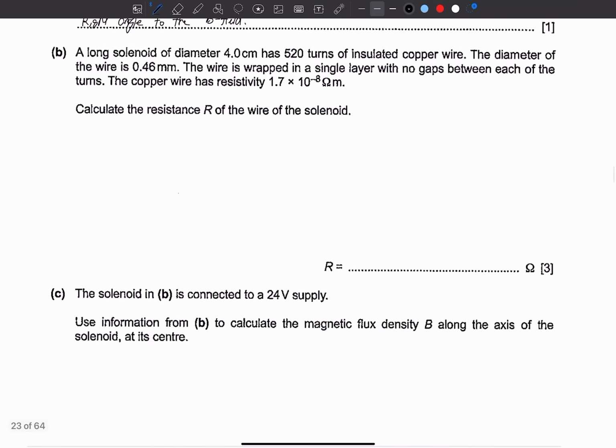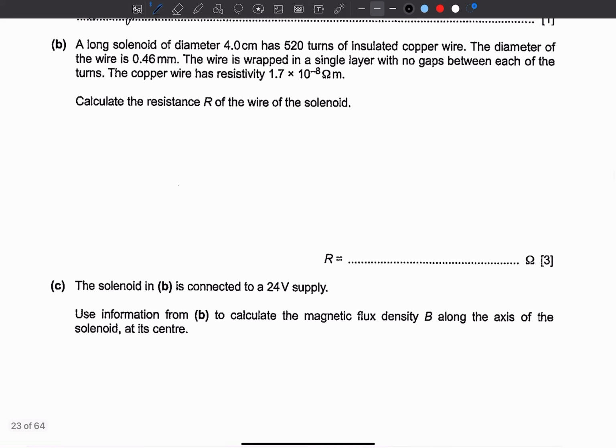Next. A long solenoid of diameter 4.0 cm has 520 turns of insulated copper wire. The diameter of the wire is 0.46 millimeters. The wire is wrapped in a single layer with no gaps between each of the turns. The copper wire has resistivity 1.7 times 10 to the power minus 8 ohm meters. Calculate resistance R. So you see resistance R, you see resistivity, the formula straight away pops up. So what you should be using is R equals rho L over A.